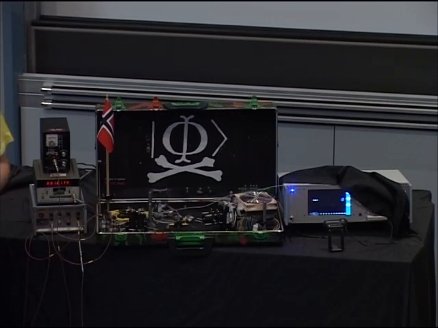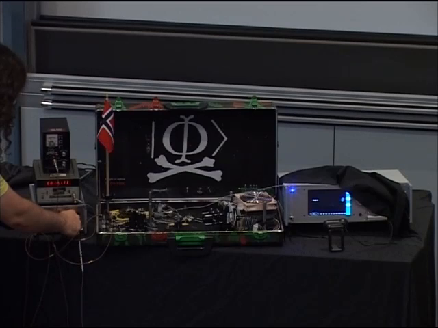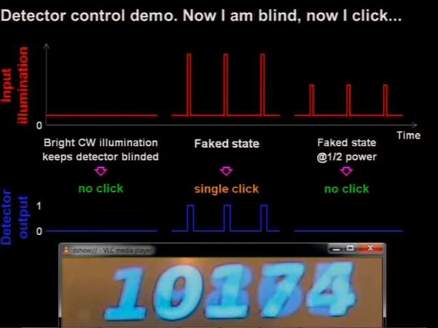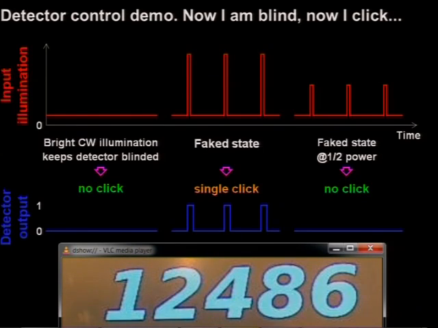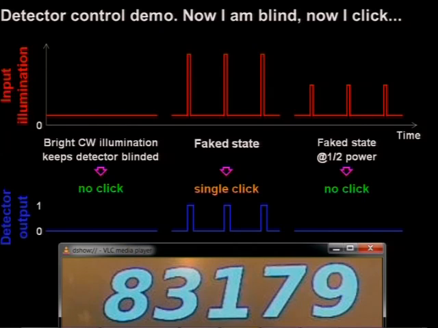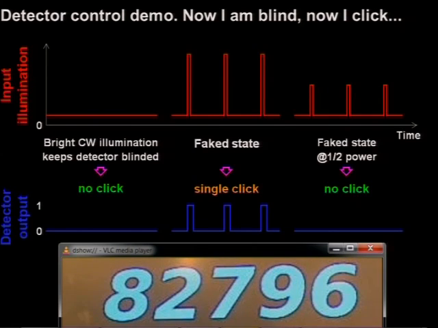And this is the condition to break the security in full control, because half the power corresponds to the detector looking at the pulses in a conjugate basis. And we don't want clicks in the conjugate basis. I increase the power back again. The attack is fully reversible. If I remove the bright light from the detector, it instantly recovers to the original state. So now it's again normally running, single photon sensitive.